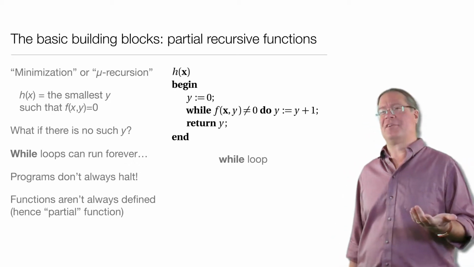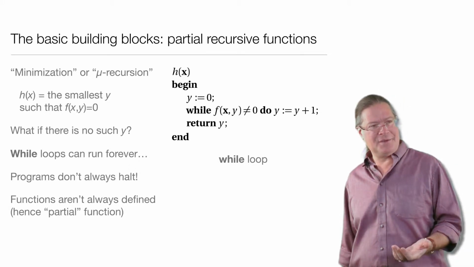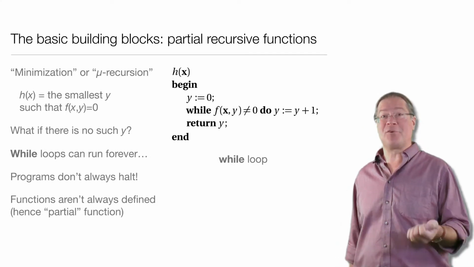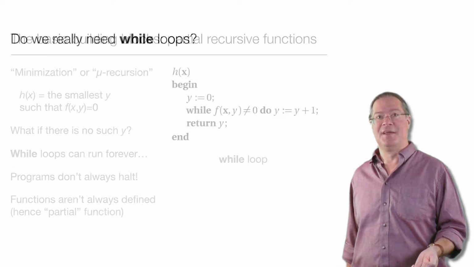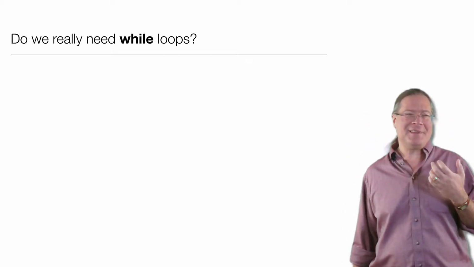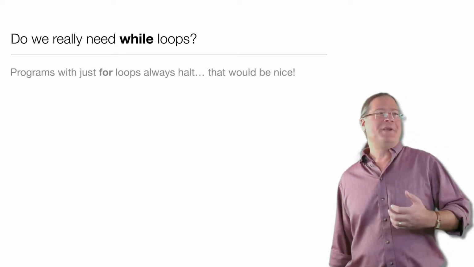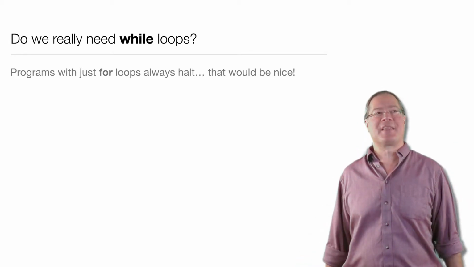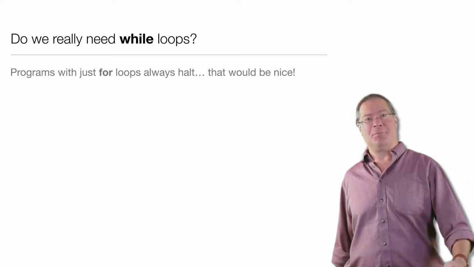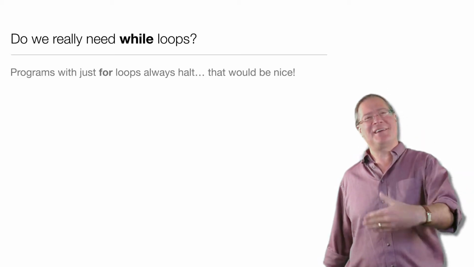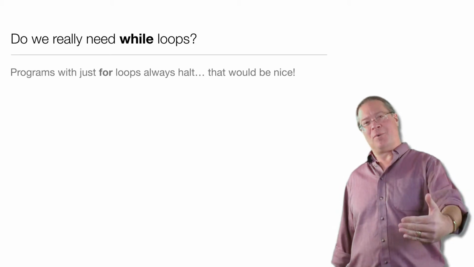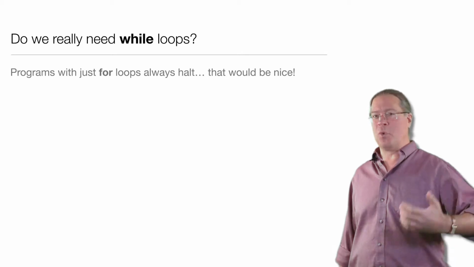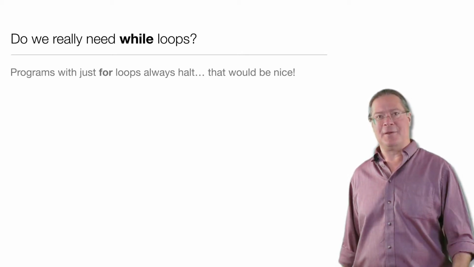So this already raises a lot of interesting questions. When can we tell whether a function is defined or not? Well, that's like telling whether a program will halt or not. So you might ask, do we really need these while loops? It would be nice if our programs always halted, if they always gave us an answer. And notice that for loops, as long as you don't deliberately tinker with them, always finish. When you enter a for loop, you're saying, for i equals 1 to 100, you know it's going to run 100 times and then it's going to be done.